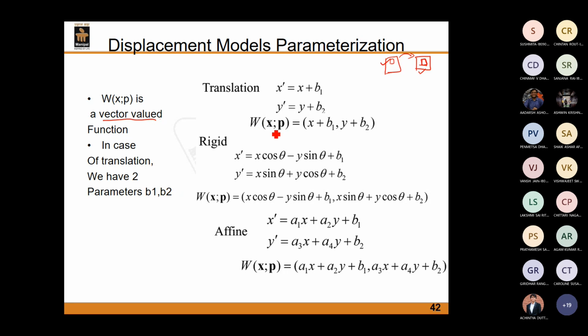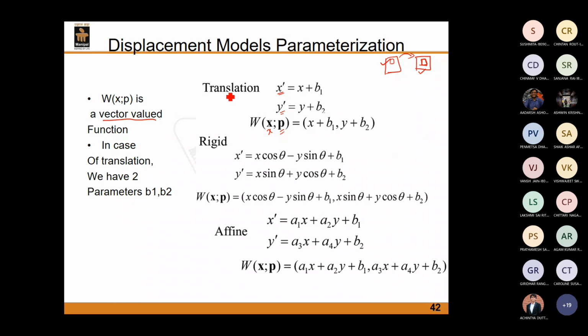So here these values, now X basically represents this x dash and y dash parameters. So basically that is the coordinates, right? And this P stands for the parameters. Okay, so these parameters will change with the type of transformation that you are dealing with.